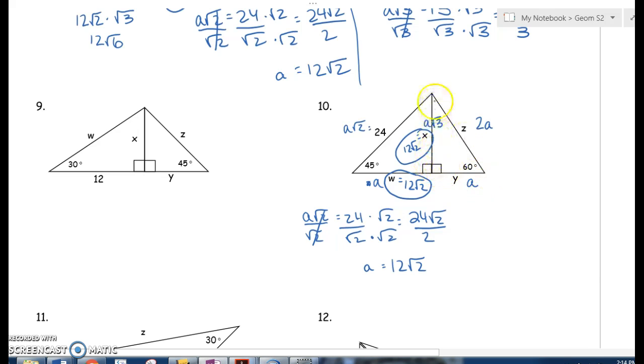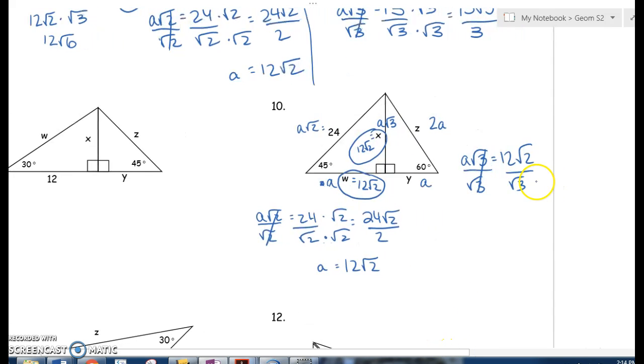The only side that has an actual number is this side with the A root 3, which is 12 root 2. So I'm going to set A root 3 equal to 12 root 2. I need to solve for A, and then I'll be able to get these two sides. Divide by root 3 on both sides. They cancel over here. On the right-hand side, I need to rationalize by multiplying the top and bottom by root 3. I get 12 root 6 on top. Root 3 times root 3 is 3. When I divide 12 and 3, I get 4 root 6 is A.